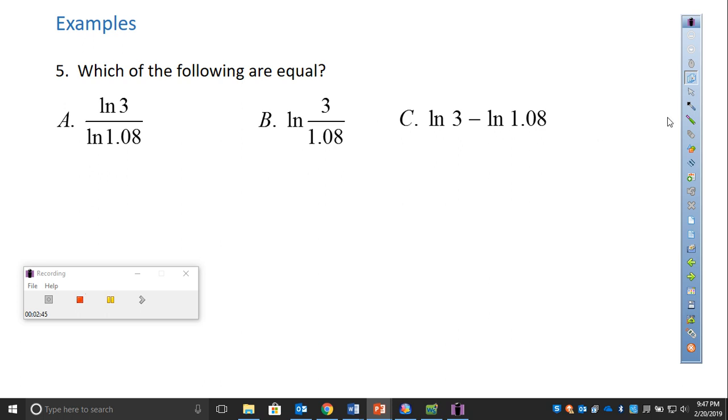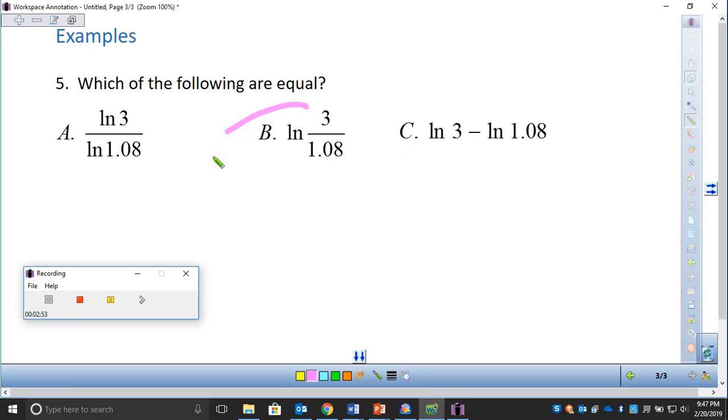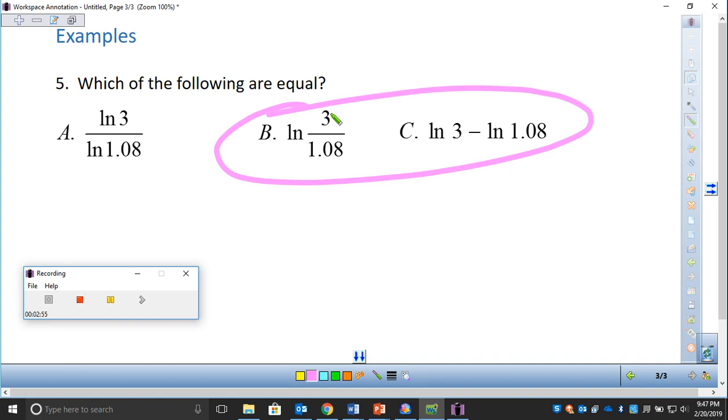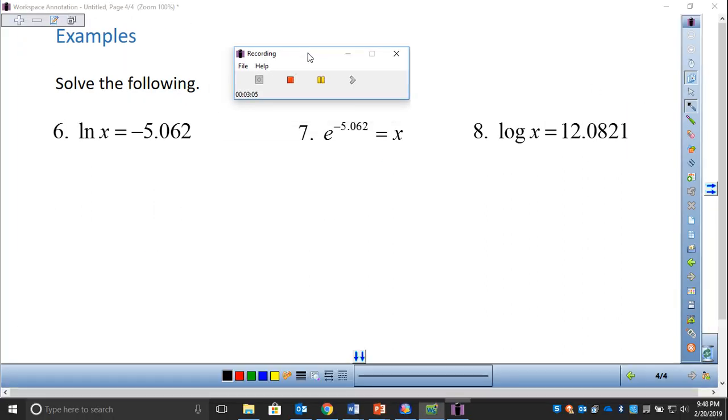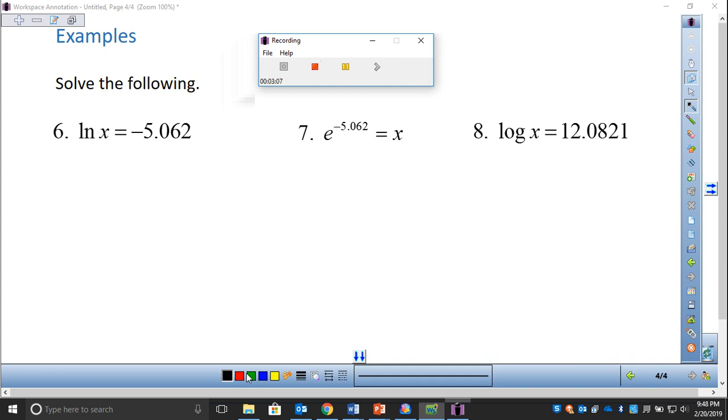Moving forward, just going back to properties, which one of these are equal? I would say both b and c are equal here. Again, this cannot be reduced, but when you are dividing the arguments, you can separate those into two separate logarithms. A couple more to solve, and this goes back to what I told you at the beginning, what I'm going to say all chapter long. If you have one logarithm, you want to write it in exponential form. So natural log of x equals this. In exponential form, my base is e. So e to the negative 0.5.